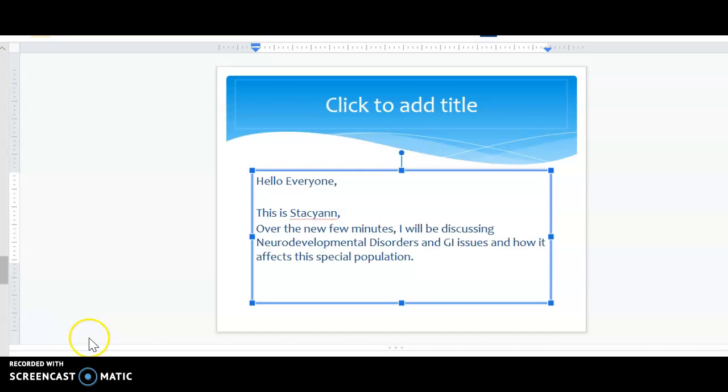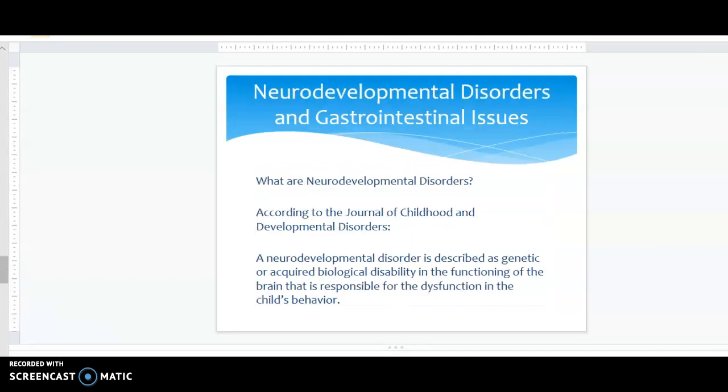Over the next few minutes, I will be discussing neurodevelopmental disorders and GI issues and how it affects this special population. First, I will be defining neurodevelopmental disorders. What are neurodevelopmental disorders? According to the Journal of Childhood and Developmental Disorders, a neurodevelopmental disorder is described as a genetic or acquired biological disability in the functioning of the brain that is responsible for the dysfunction in a child's behavior.